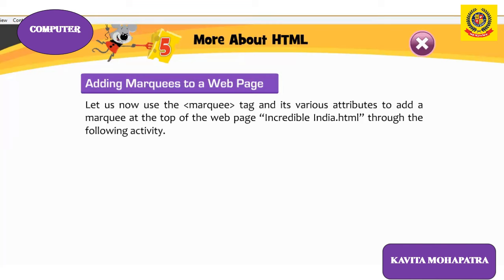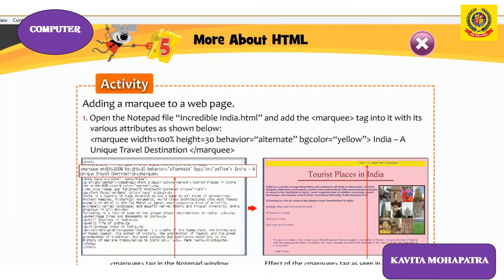Now, on adding a marquee to a web page, let us use the marquee tag and its attributes in that web page which you have created in Incredible India. So open Notepad, add the marquee tag and its various attributes. How to give the marquee? Marquee width equal to 100%, height equal to 30, behavior alternate, bgcolor equal to yellow, India, a unique travel destination, and slash marquee. You can see this is the marquee in a yellow line. It is a scrolling text. It moves from left to right.